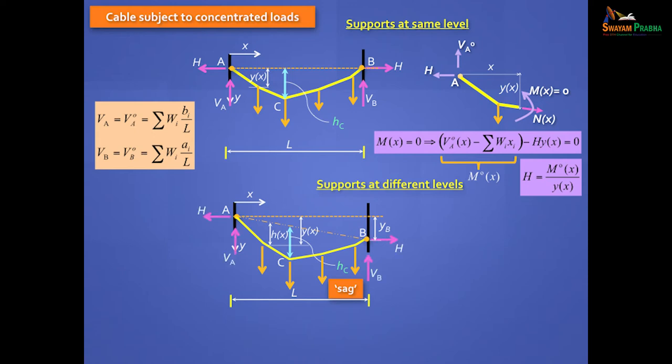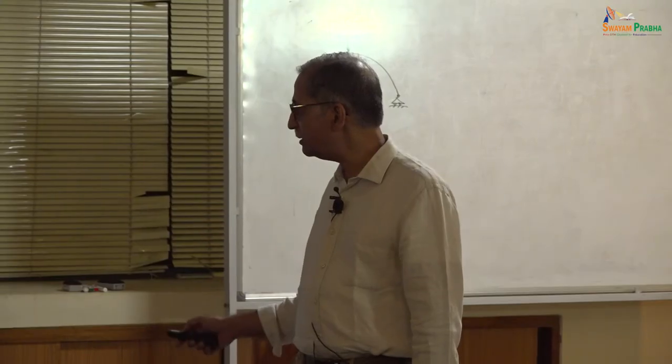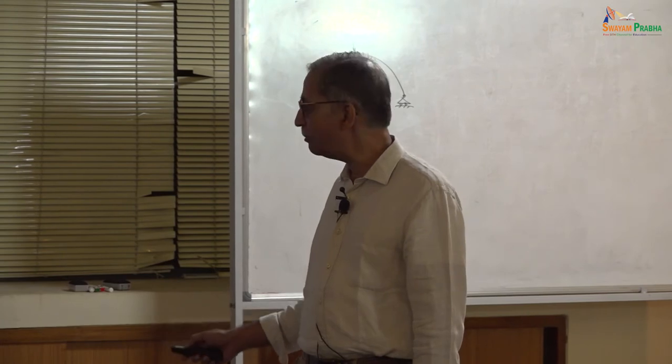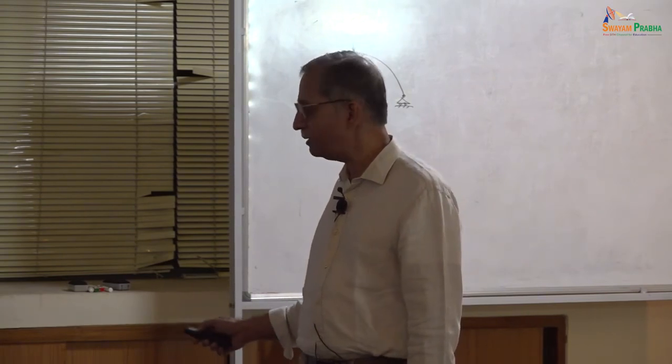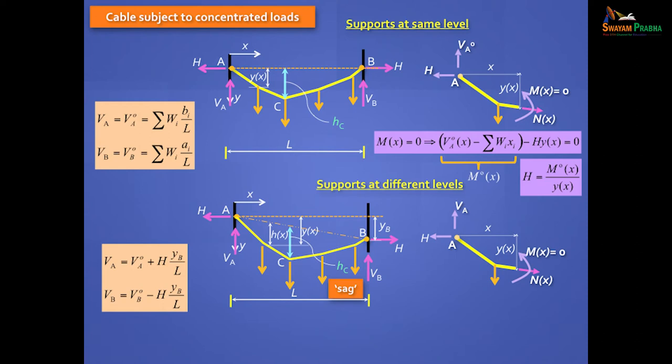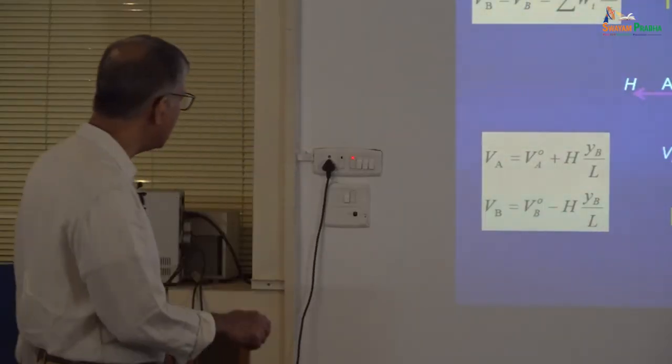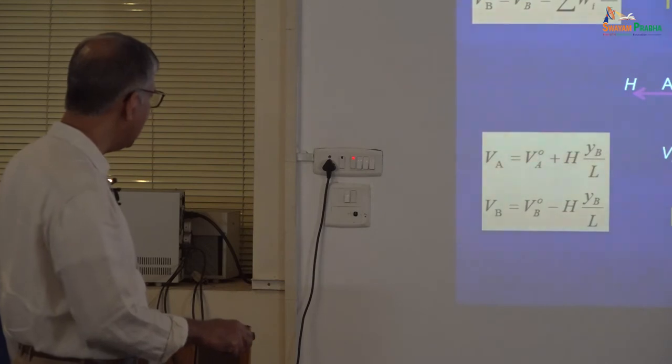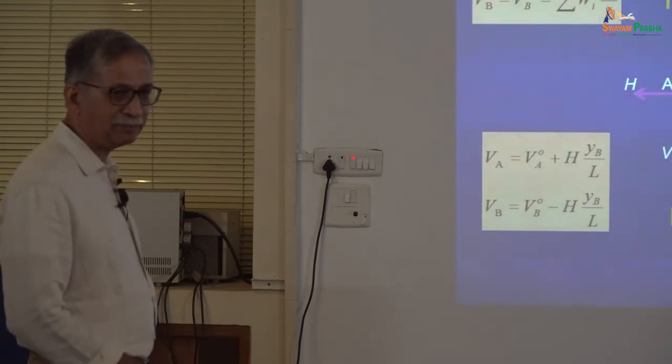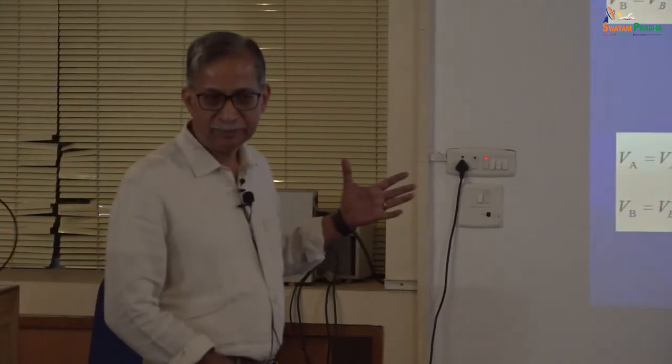So your reactions VA and VB will be like this, and H will act like that, right? The difference between this VA and VB and this VA and VB is the presence of H, which gives a couple H into YB, which has to be resisted by an additional equal and opposite set of forces, delta V, here and here, right? Whatever you define VA naught and VB naught will still be there, but this additional thing will also be there. This will increase by H into YB by L, and this will reduce by H into YB by L. Got it? Does it make sense? That's all that happens.